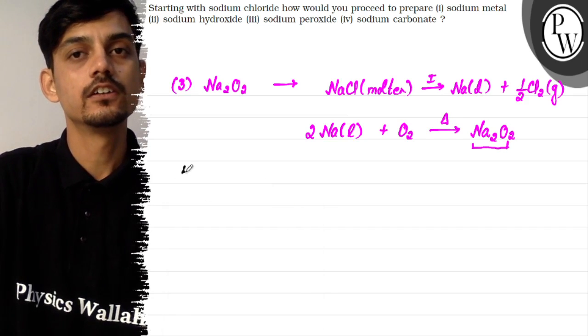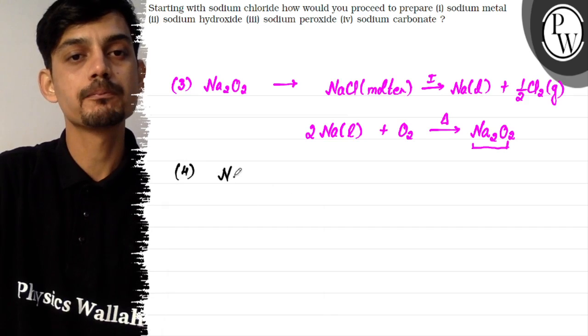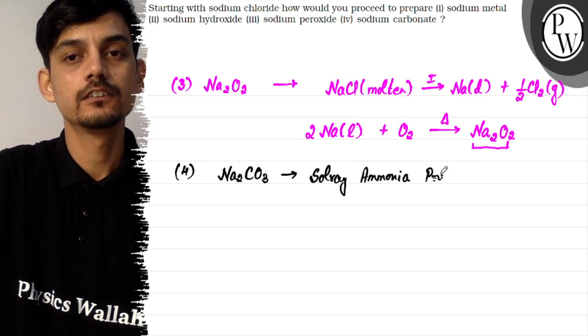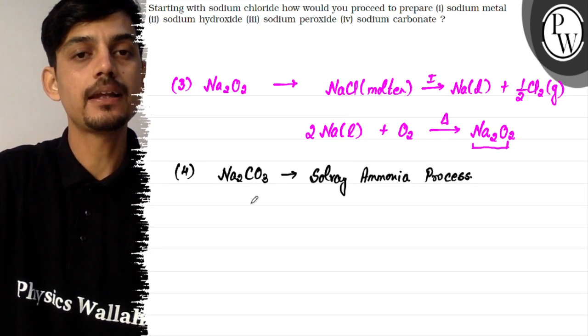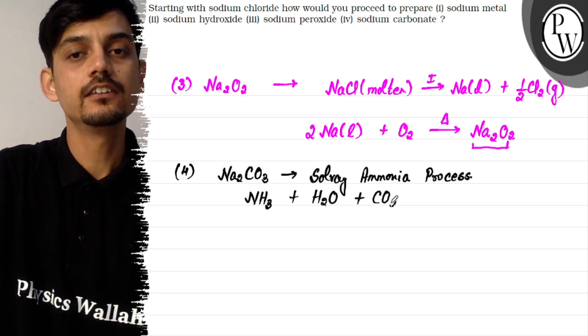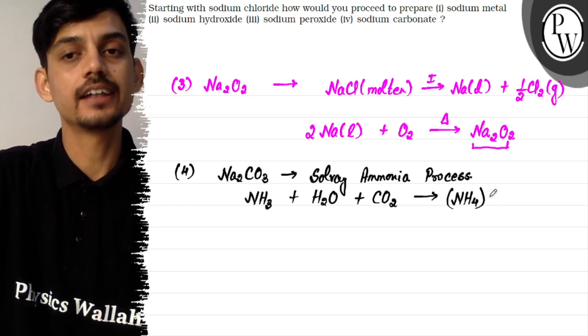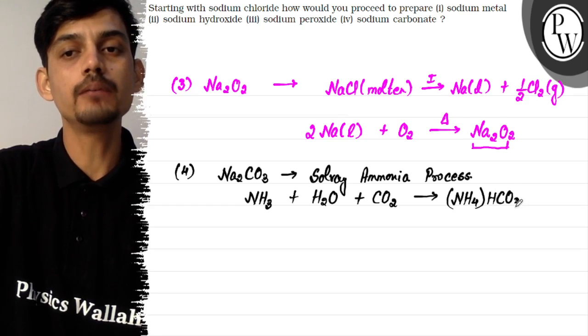And the fourth is sodium carbonate, which is Na2CO3. So, sodium carbonate is soda ash, and this is prepared by using Solvay ammonia process. इस प्रोसेस में पहले अमोनिया का कार्बोनेशन किया जाता है. So ammonia is carbonated, and we take here excess of ammonia. So we get ammonium carbonate first, and then CO2 is passed again, and then we get ammonium bicarbonate.